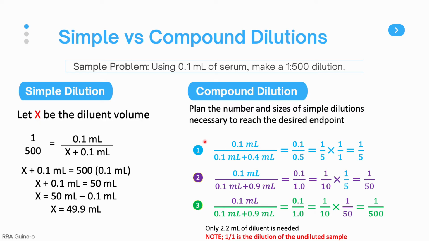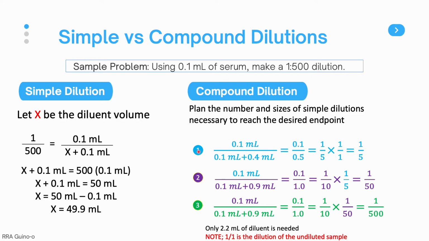So for example, I want to make my undiluted sample into a 1:500 dilution. So how do we get 1 and make it into 500? So maybe you can make a 1:50 dilution and then make a 1:10 dilution. Or in this case, I decided to first make a 1:5 dilution and then a 1:10 dilution and a 1:10 dilution. So 5 times 10 times 10, that will give you a 1:500 dilution.